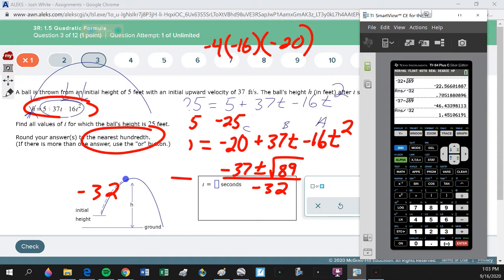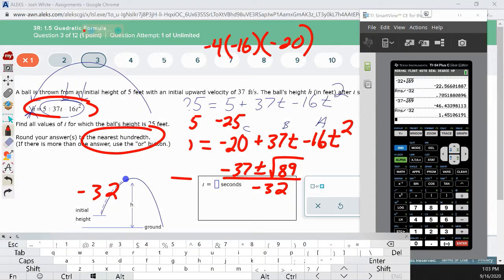So the answers are 0.71 seconds and 1.45 seconds. And then we would just type that in there. So at 0.7 of a second, the ball reaches 25 feet, and then it crowns, and it comes back, and at 1.45 seconds, it hits that 25-foot mark again. Okay? Can we handle this?